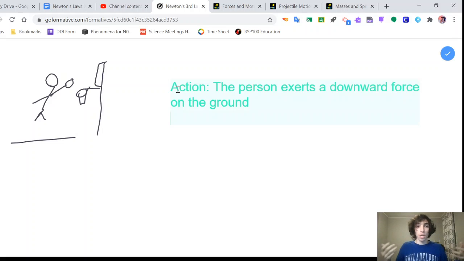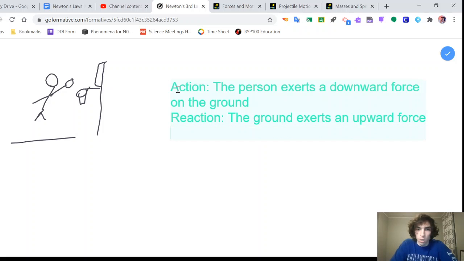And what pushes us upwards is not us pushing ourselves up. If we were in outer space, we would not literally be able to push ourselves upwards, or if we were in the air and we were falling, we would not be able to push ourselves up. What we need to push us up is the ground exerting an upward force on the person.